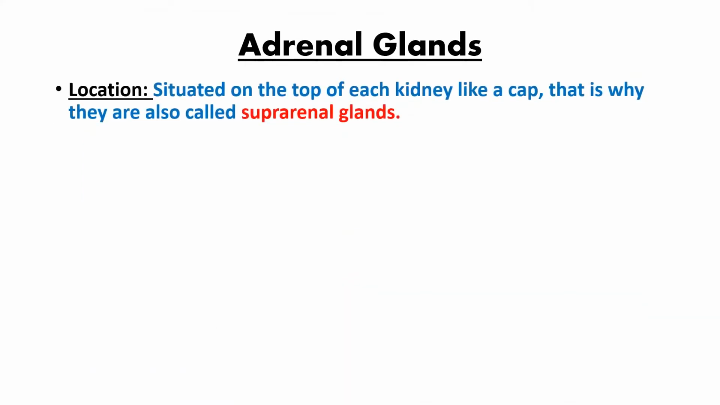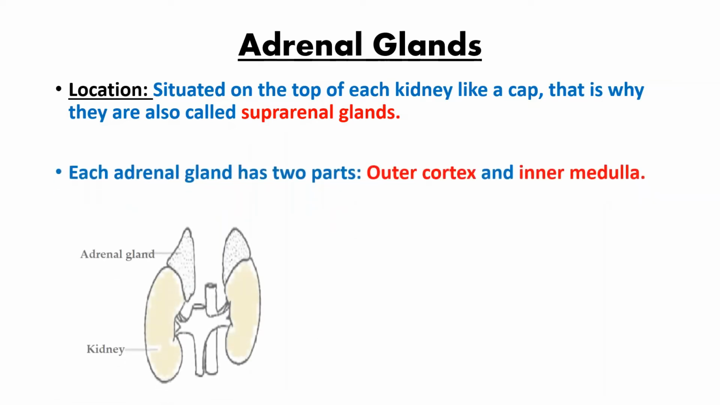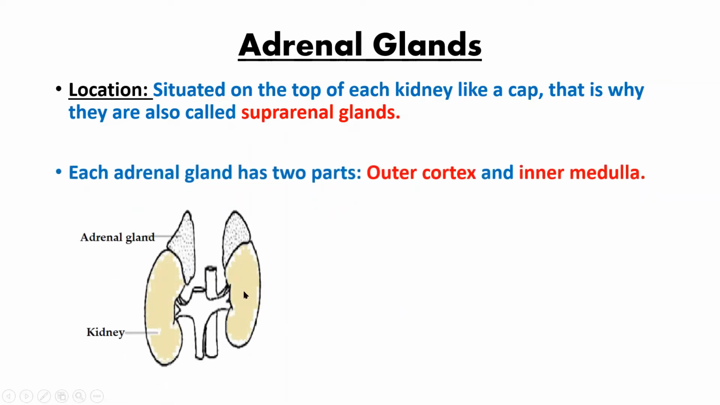Adrenal glands are situated on top of each kidney like a cap. That is why they are also known as suprarenal glands. See here, we know that our body has two kidneys. And on the top of each kidney, you can find an adrenal gland. So, there are two adrenal glands in our body.